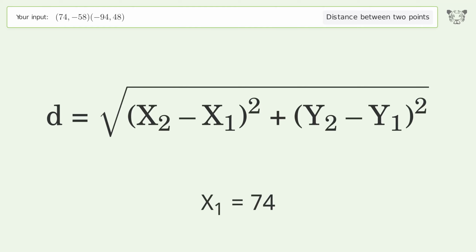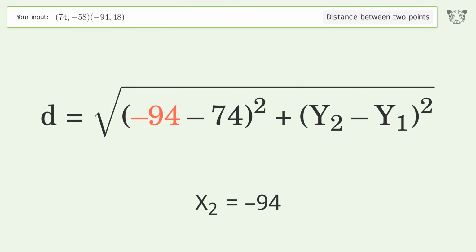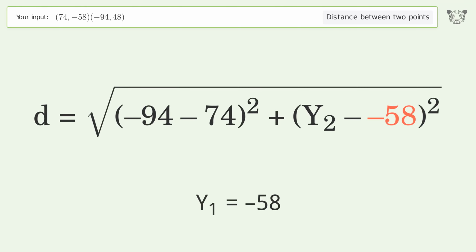x1 equals 74. x2 equals negative 94. y1 equals negative 58. y2 equals 48.